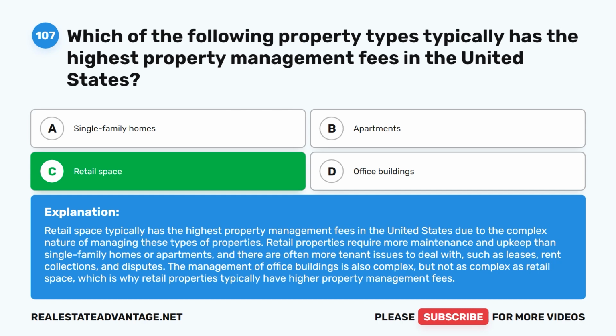Retail properties require more maintenance and upkeep than single-family homes or apartments, and there are often more tenant issues to deal with, such as leases, rent collections, and disputes. The management of office buildings is also complex, but not as complex as retail space, which is why retail properties typically have higher property management fees.